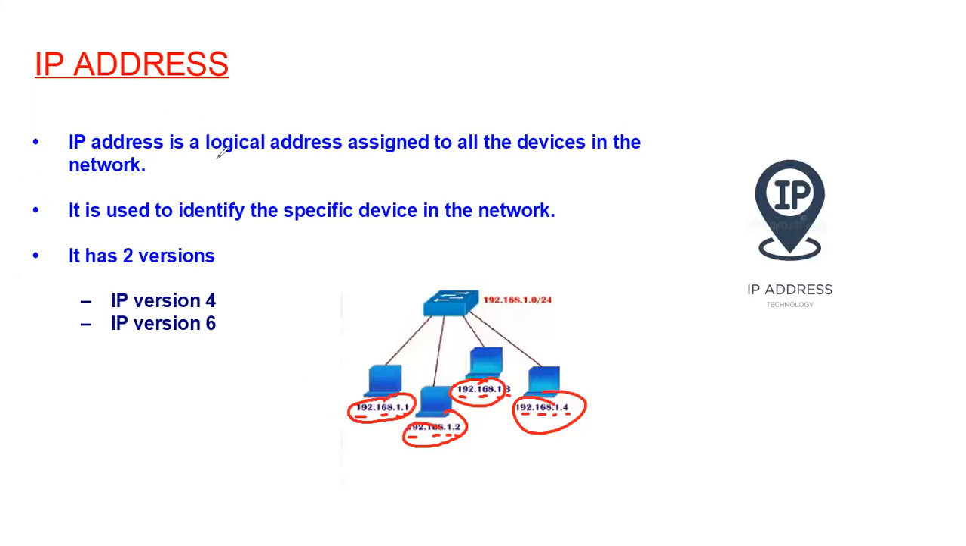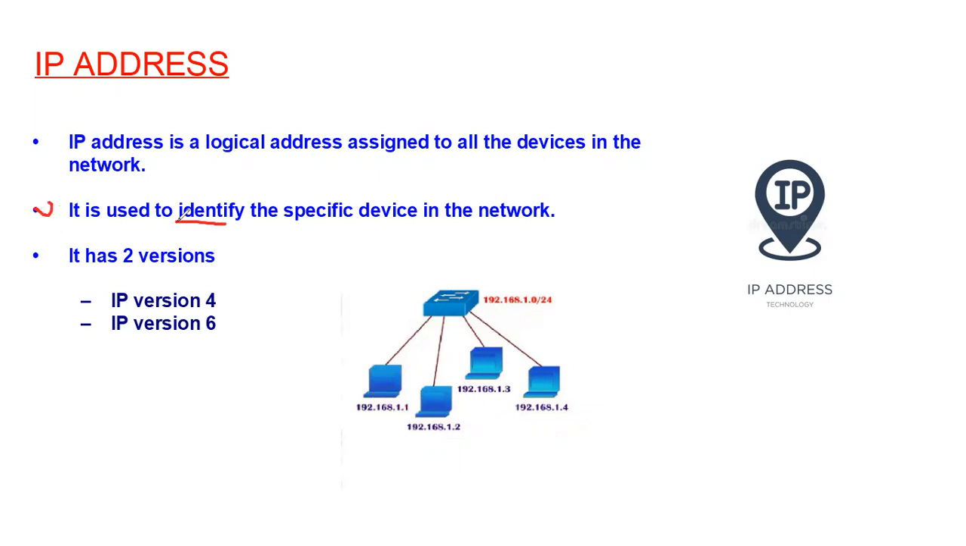And it is said that an IP address is a logical address. Logical address means we can change the IP address. The current IP address of this PC is 192.168.1.1. We can change it to 1.100. This is the meaning of logical address, and it is assigned to all the devices in your network.